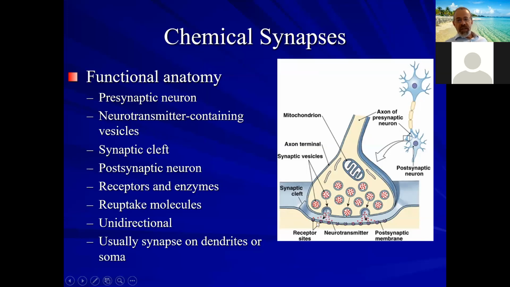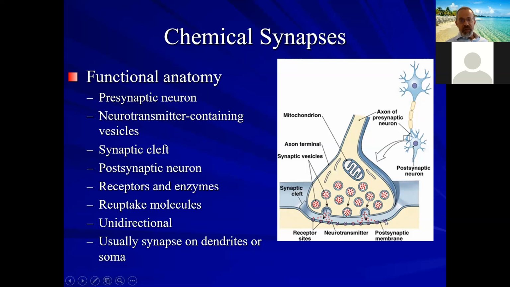We then have the postsynaptic neuron or postsynaptic cell. On that membrane of the postsynaptic cell, we have two things. We have receptors, and these receptors are proteins that recognize the neurotransmitter and generate a response to it. We also have some enzymes.